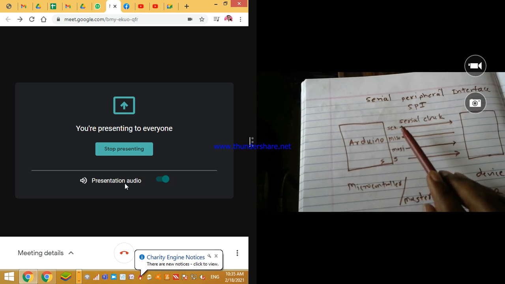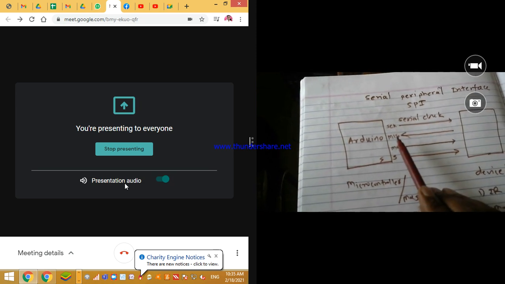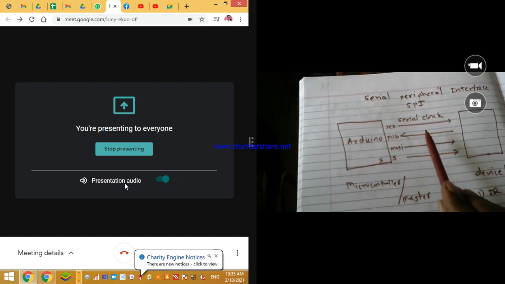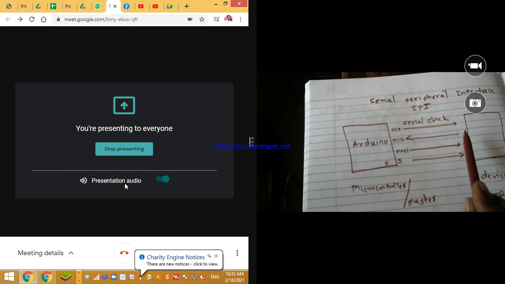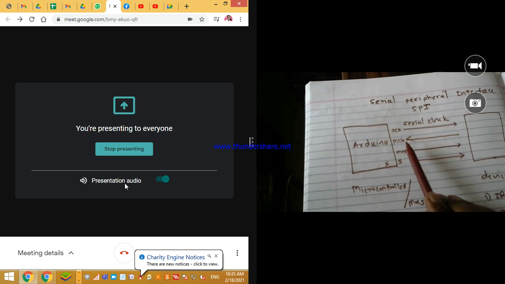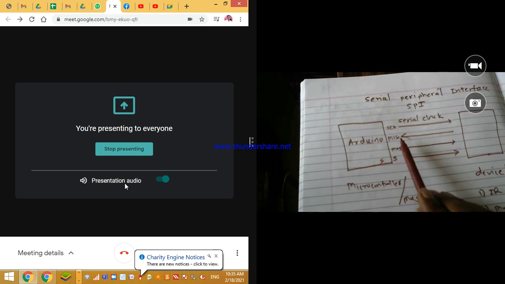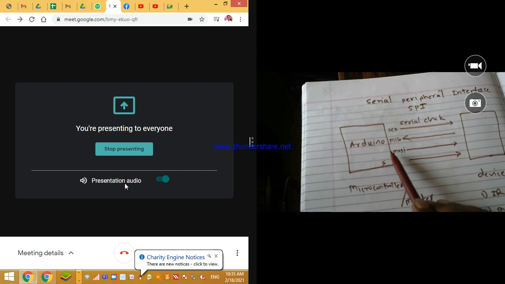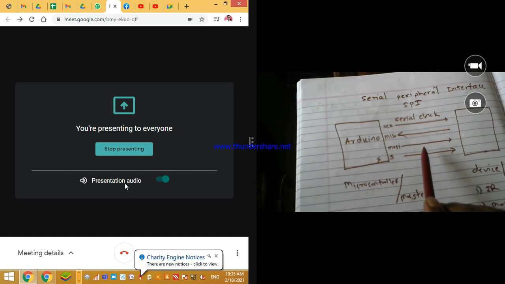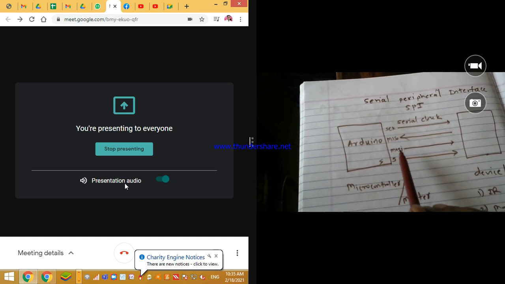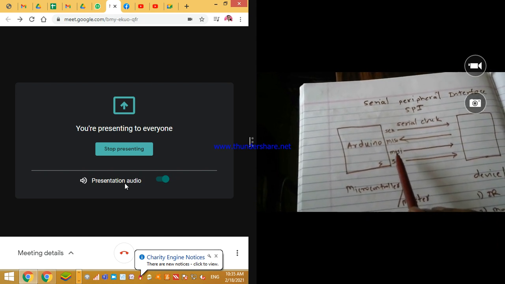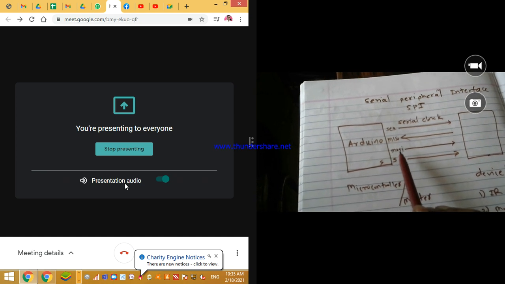This line is called SCK, that is serial clock. This line is called MISO, that is master in, slave out, because the slave is giving the output which becomes the input to the master. And vice versa, if the data is going from the master to the slave, see the arrow, this wire or communication bridge is called MOSI, that is master out, slave in.